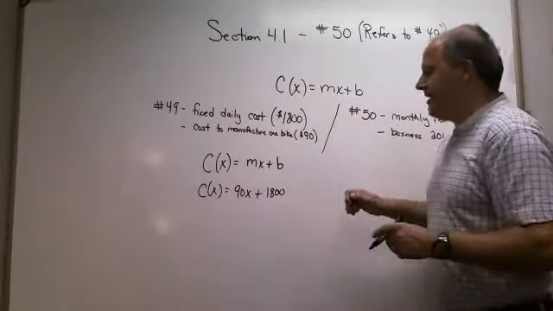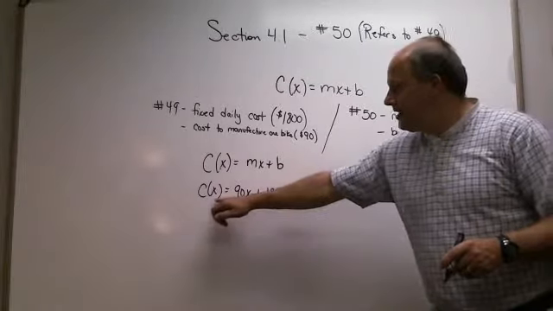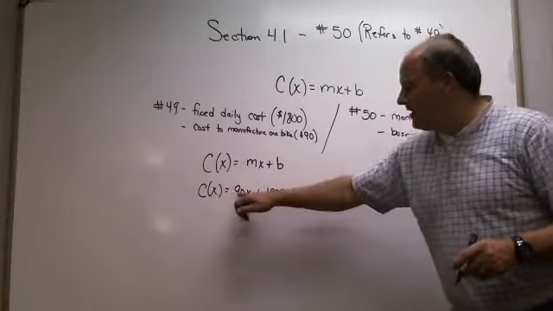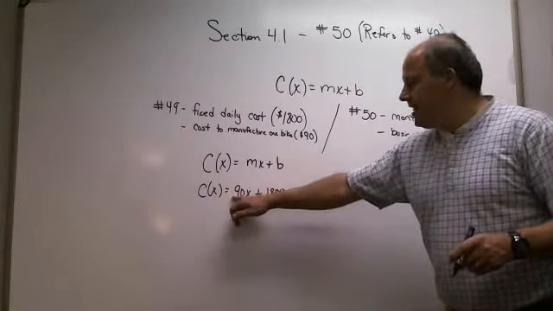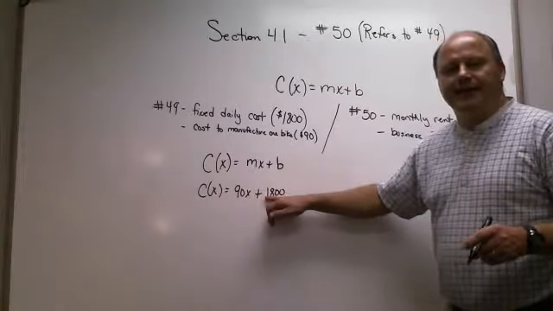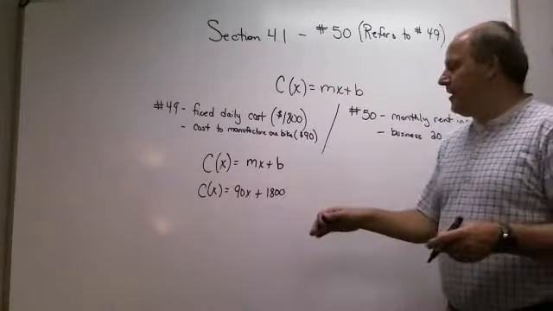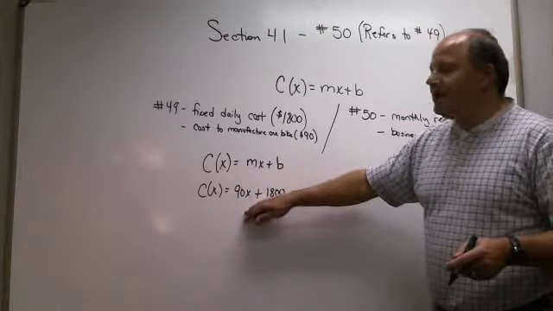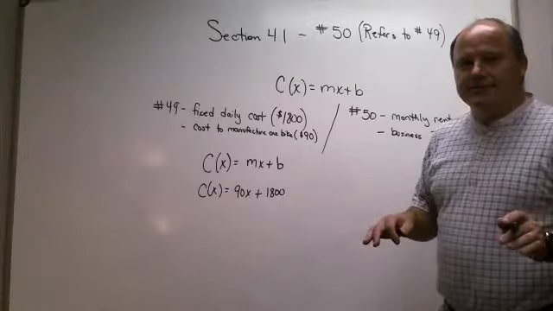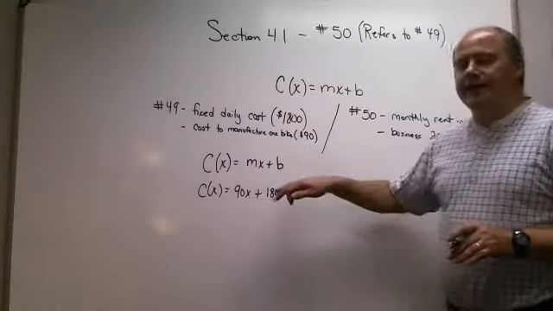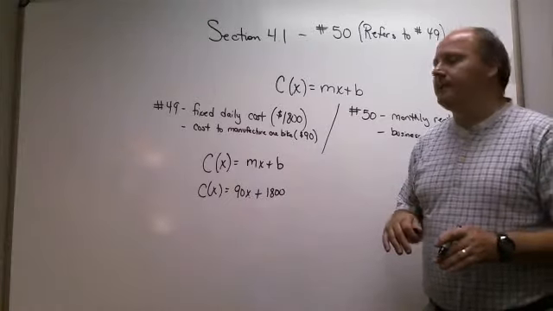For example, if you want to know how much it costs to build two bicycles, you do C of 2, which is 90 times 2, which is 180, plus 1,800. For 5 bicycles, 90 times 5 plus 1,800. Problem number 49 asks a lot of questions, and once you create the formula, they want you to graph it and stuff like that. I'm not going to do any of the graphs. The only thing I'm going to do is create the formula for you, and I'm going to let you take care of the rest.